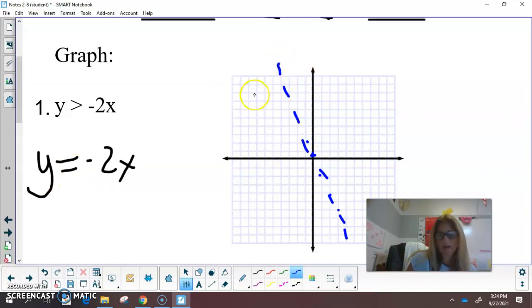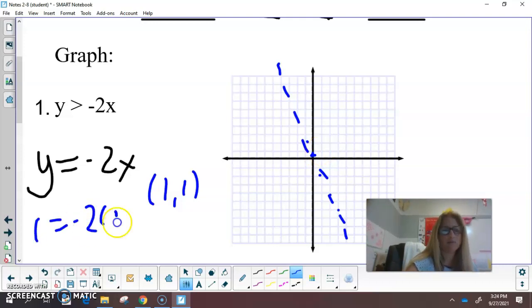Then we pick a point to see which side we shade, because if it was an equal sign, all of the ordered pairs on the line would be a solution, but it's greater than, so the solutions are on one side or the other. Yesterday we talked about 0, 0, but we can't pick 0, 0 here because the line runs through it. So you can pick any other ordered pair. I think the next easiest one is 1, 1, which the graph does not go through. So plug it in.